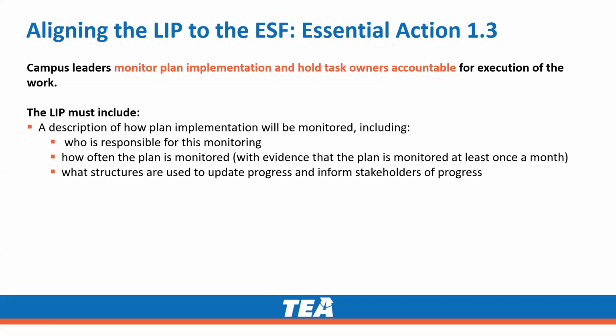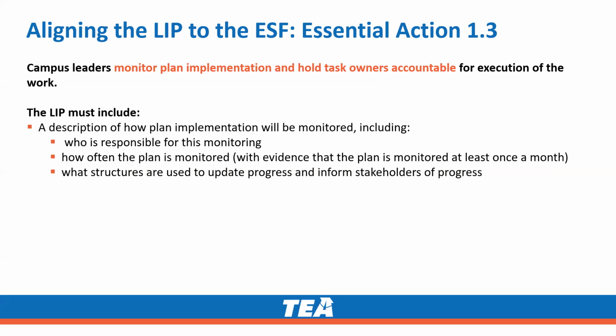All right, our second key practice in this essential action is that campus leaders monitor plan implementation and hold task owners accountable for execution of the work. So what this means for the local improvement plan is that it must include a description of how you monitor the implementation of the plan.